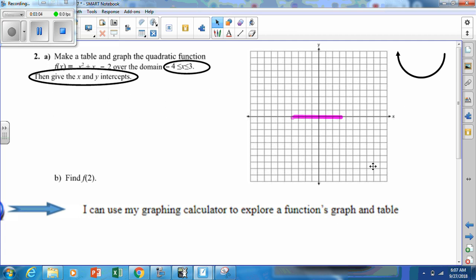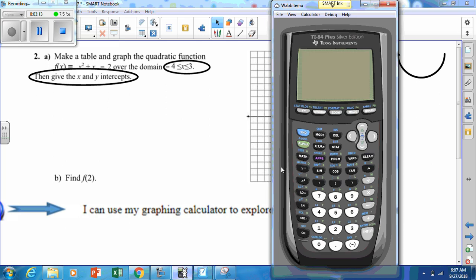Plug it in. Y editor, clear it out. This is my x. This is not x, this is multiplication. This is my -2. Okay. And look at our table, second graph.